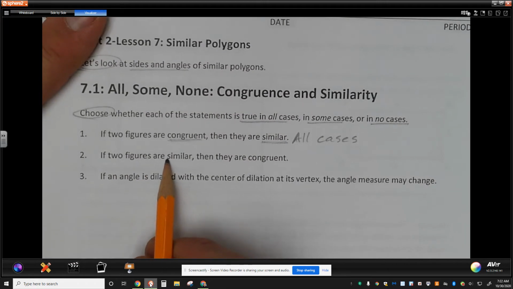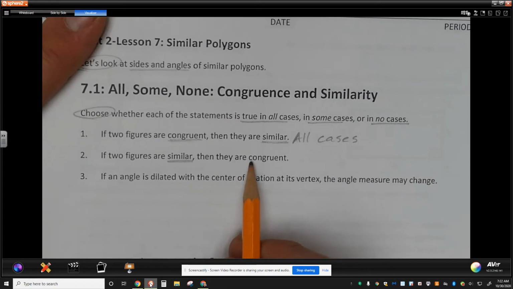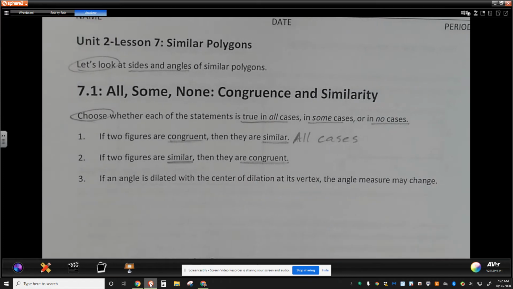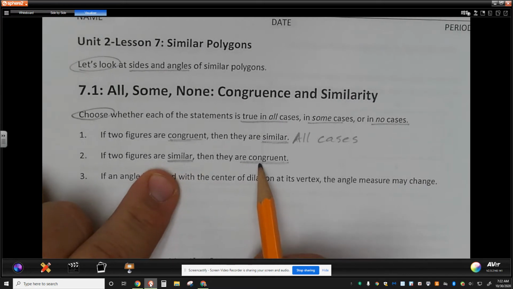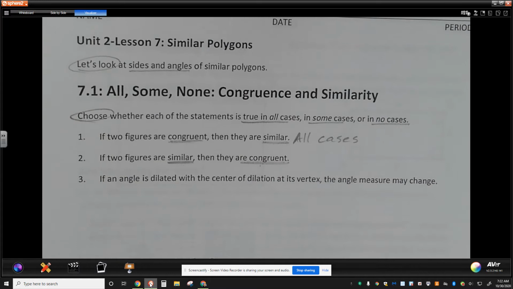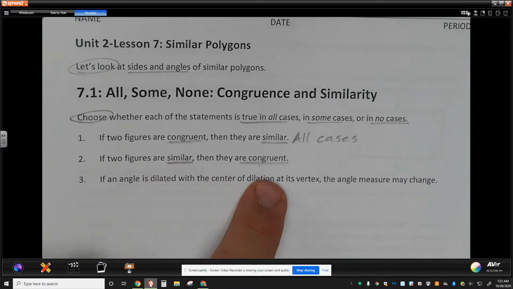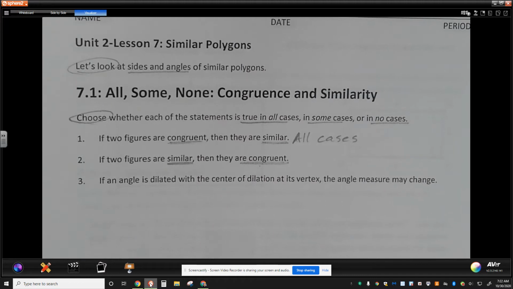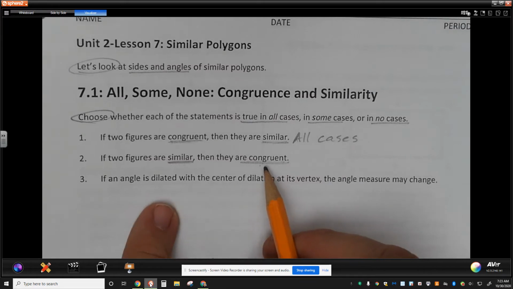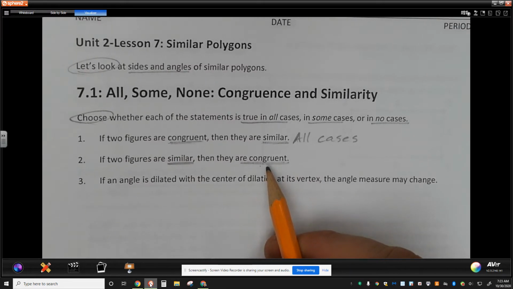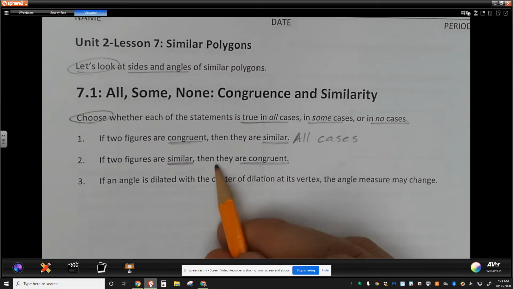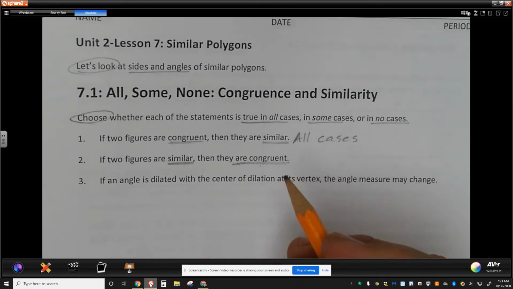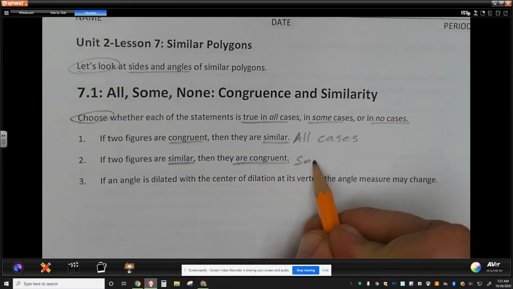When we have two figures that are similar, then they are congruent. Well, this one doesn't work the same way, because not all similar figures are congruent. Under similarity, again, we go back to the dilation piece. While similarity and congruent use both transformations and dilation, congruent, if we dilate anything by a scale factor other than 1, we don't have the same size figure anymore. We now have a proportional figure. So this one's only in some cases.